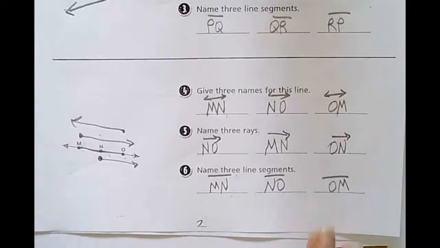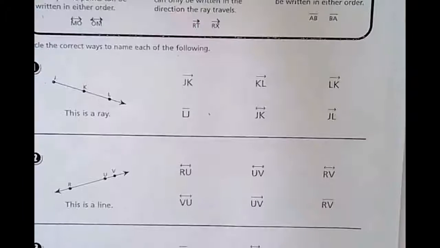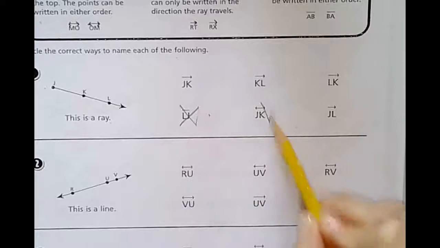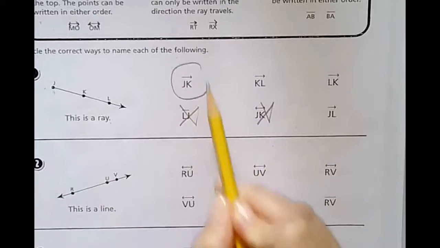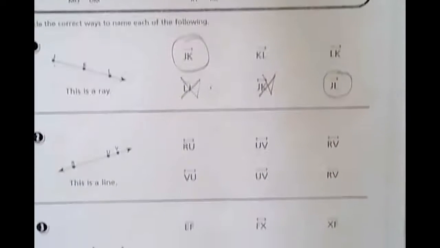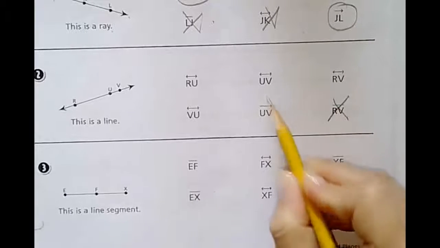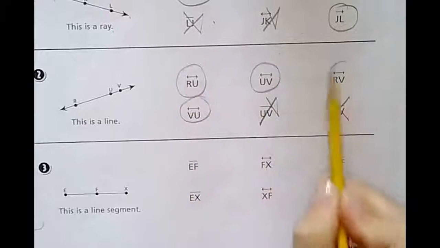Next up. So for these guys here, let's see, we're going to name a ray. Okay, so this ray, if it's not a ray, cross it out. It's not that, it's not that. This ray starts at J. This guy starts at J, in the direction of K, and so does this one. Those are our answers. This guy is a line, which means that's no good, and that's no good because those are rays. All of these other ways are lines that used 2 of the points.